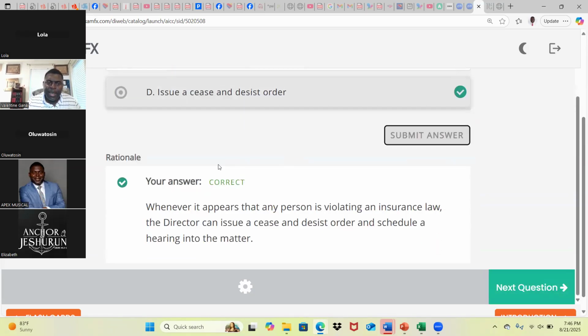Okay. Yeah. You want to read that explanation? Okay. Whenever it appears that any person is violating an insurance law, the director can issue a cease and desist order and schedule a hearing on that matter. Okay, that's good.